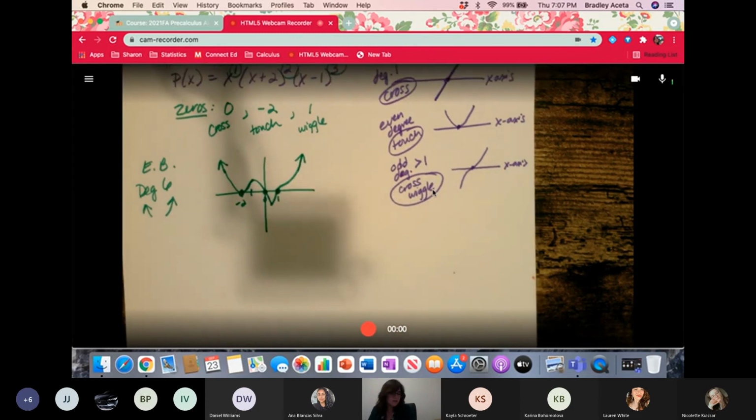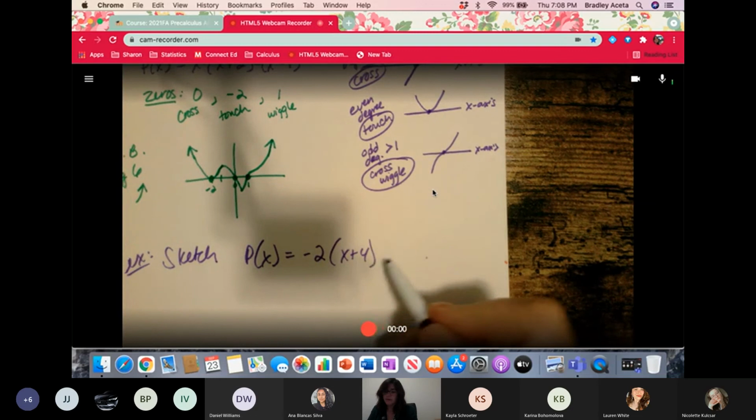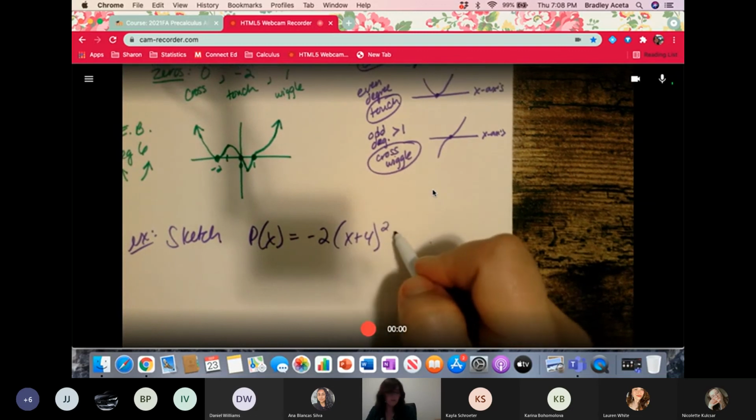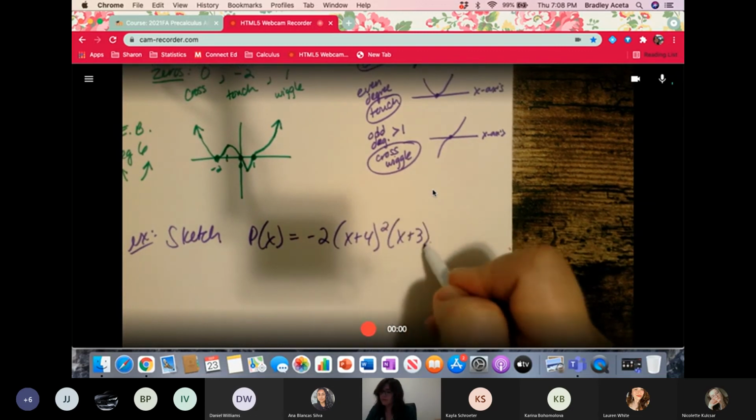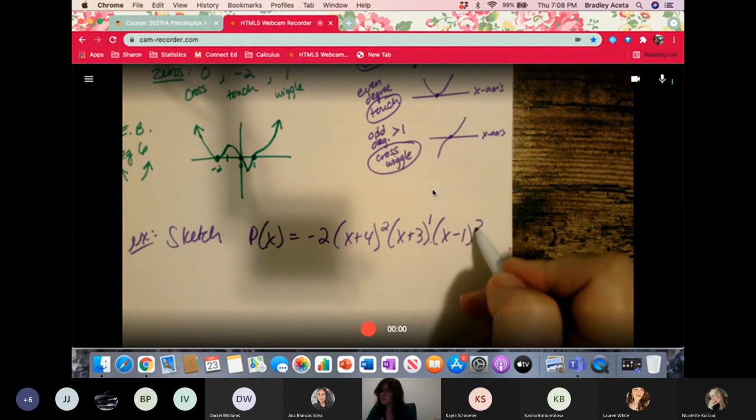All right, so let's do something along the same lines. Sketch P of x equals negative 2 times x plus 4 squared times x plus 3 to the first times x minus 1 squared.